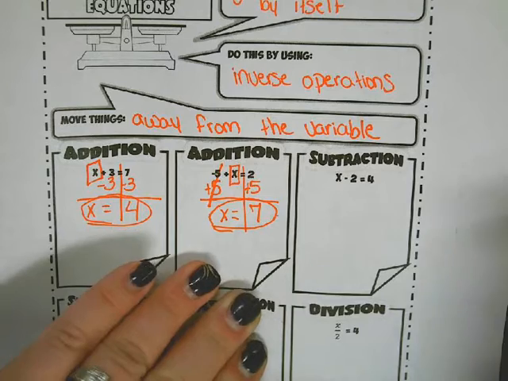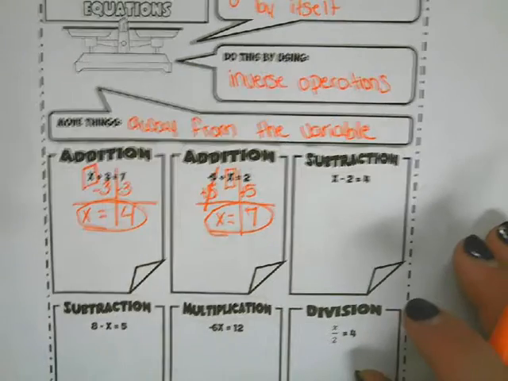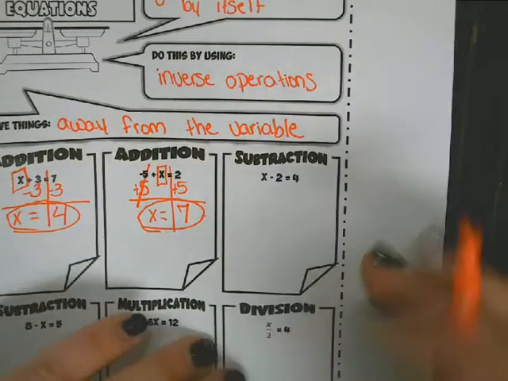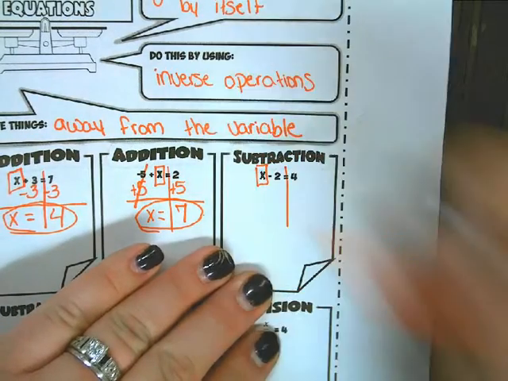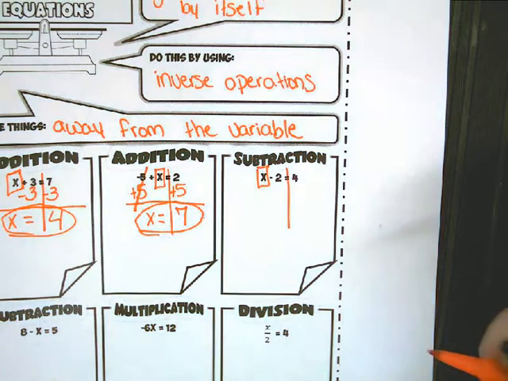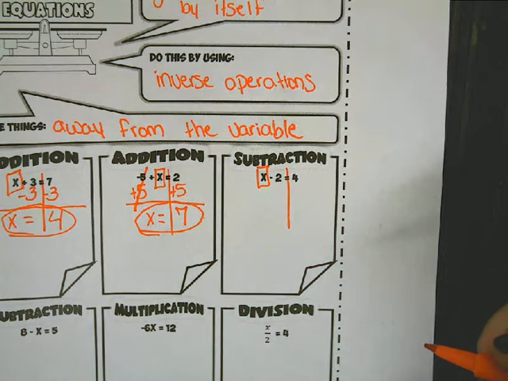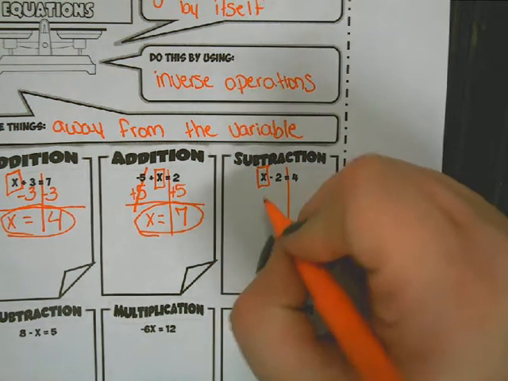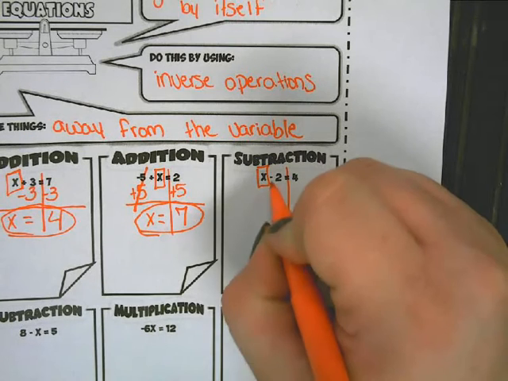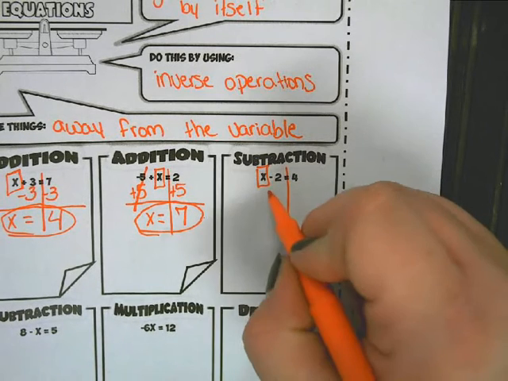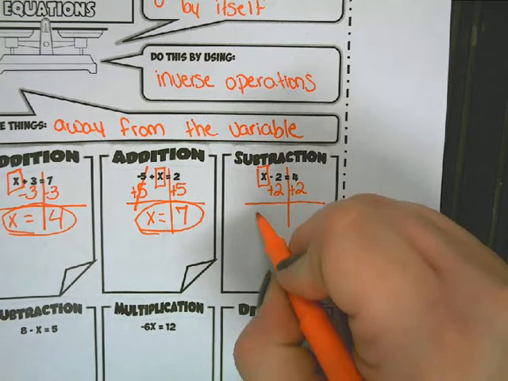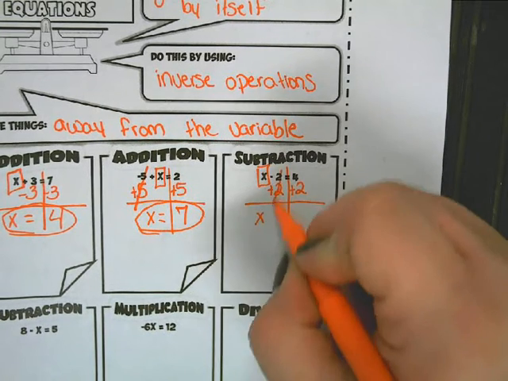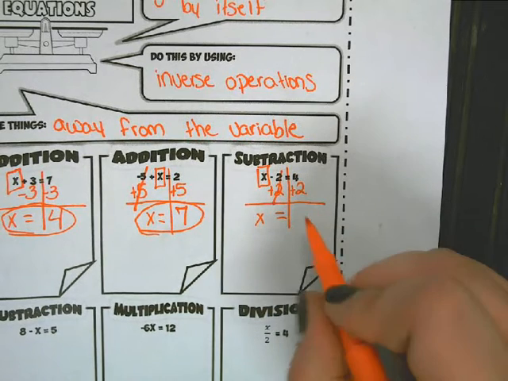Okay, let's try it with subtraction. So draw your line, box your letter. Now what am I going to do? It's the negative 2. Well, it's already negative, so I have to add 2 to both sides. So x is equal to, because those 2's cancel out, 4 plus 2 is 6.